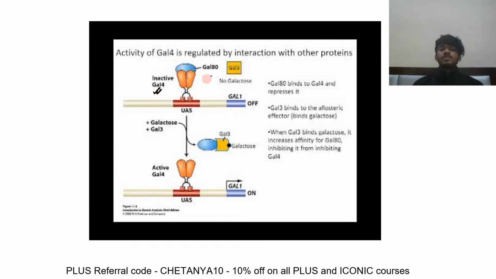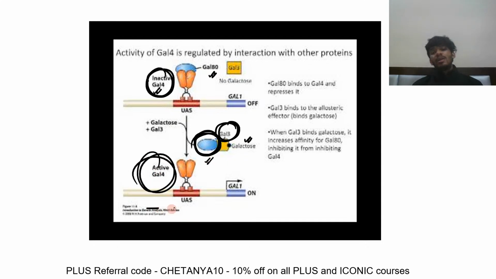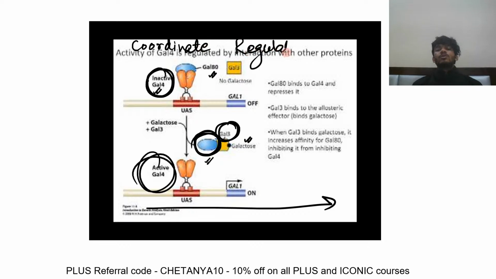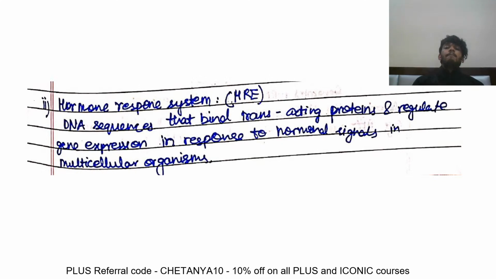Here, if gal4 is bound with gal80, it will be inactive. If there is presence of galactose, galactose will produce gal3, gal3 will bind gal80, and when gal80 is bound, then gal4 will become active and allow transcription. So this is coordinate regulation via galactose. Why is this called coordinate regulation? Because multiple enzymes are being regulated by the single transcription factor gal4.